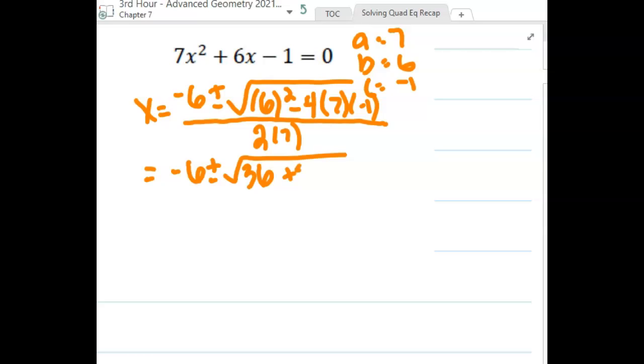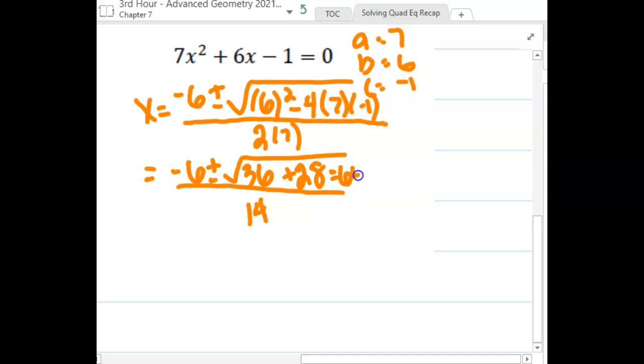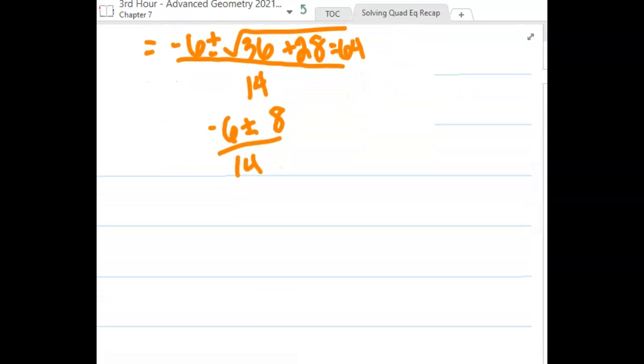And then you would take 4 times 7 times 1, which is 28, all over 2 times 7 is 14. Now, once you get to this step, you kind of start to see the light at the end of the tunnel. I could add these together. 36 plus 28 gives me 64. So under my radical, I have 64. I can take the square root of 64, right? The square root of 64 is 8. So I now have negative 6 plus or minus 8 over 14.